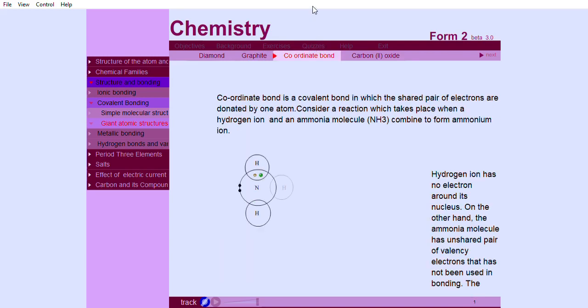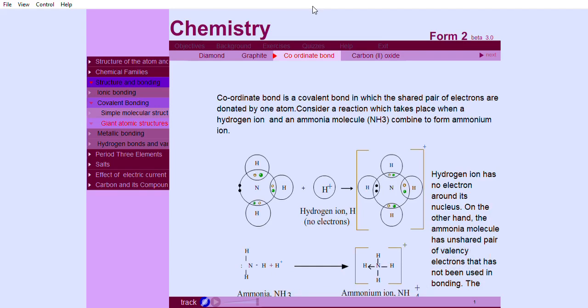A coordinate bond is a covalent bond in which the shared pair of electrons is donated by one atom. Consider a reaction which takes place when a hydrogen ion and an ammonia molecule combine to form an ammonium ion. The hydrogen ion has no electron around its nucleus. On the other hand, the ammonia molecule has a shared pair of valency electrons that has not been used in bonding. The hydrogen ion combines with the ammonia molecule. The hydrogen ion accepts the pair of electrons into its empty first energy level. The ammonia molecule donates the unshared pair of electrons.